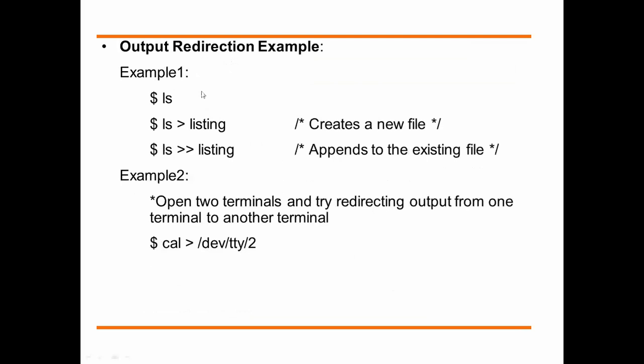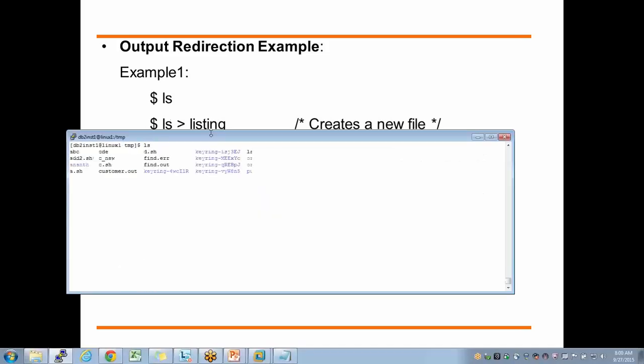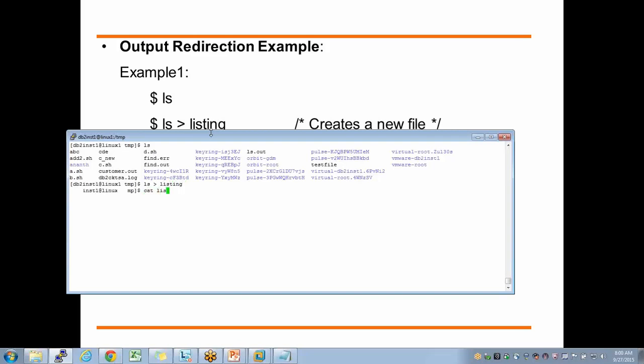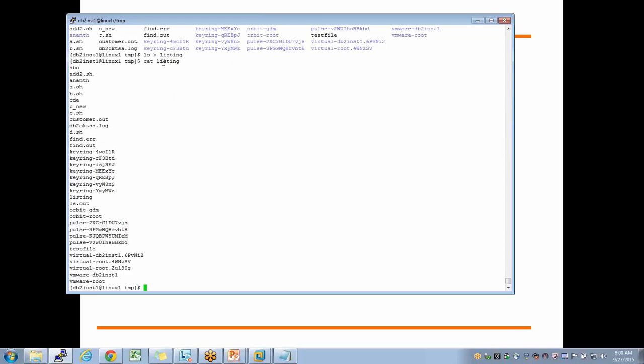Here is an example of some output redirection. When I say ls, it displays on the screen. When I say ls > listing, it pushes the output to this file called listing. For example, when I say ls > listing, the output came into this listing here. But when I say ls >> listing, it will append to the existing file.